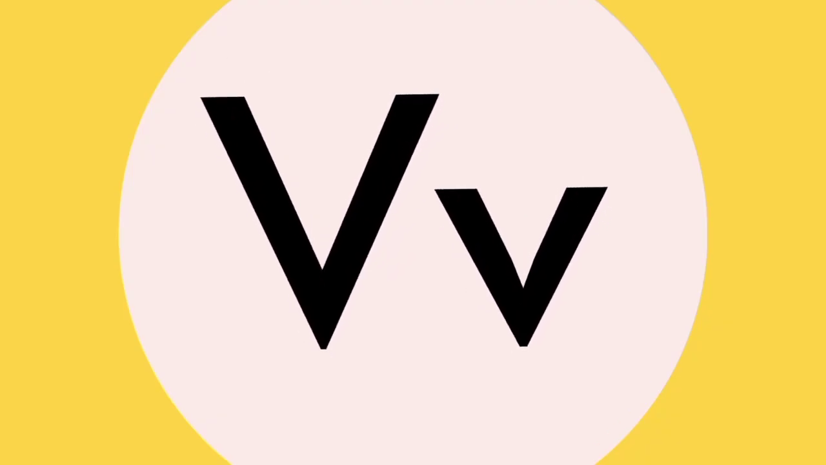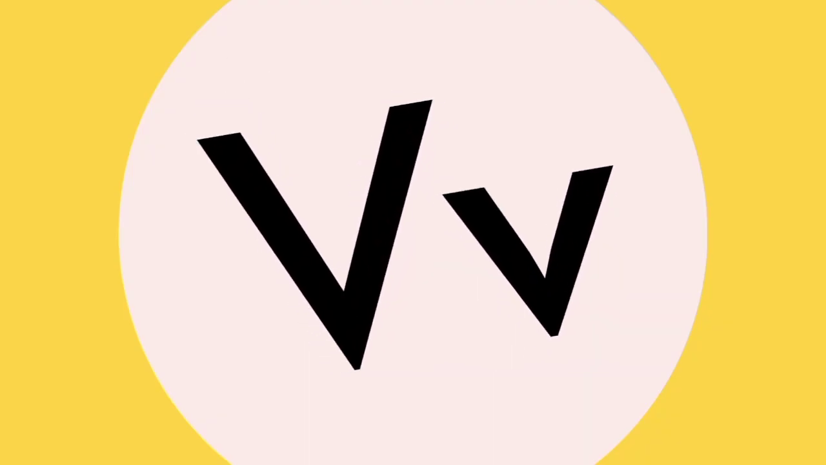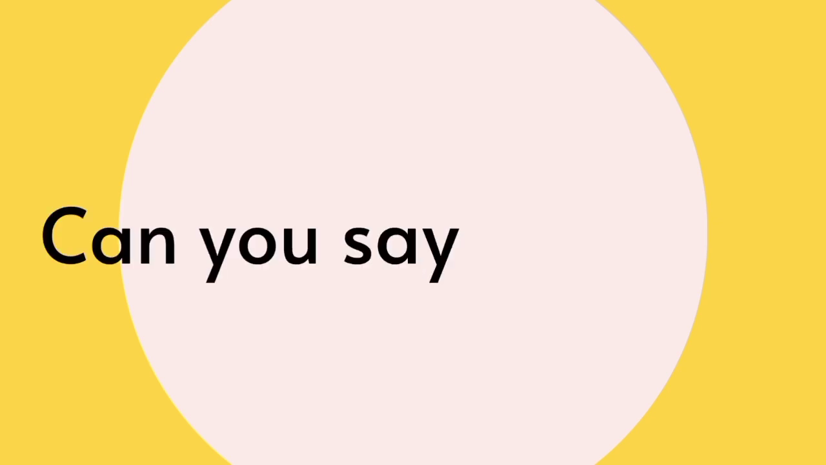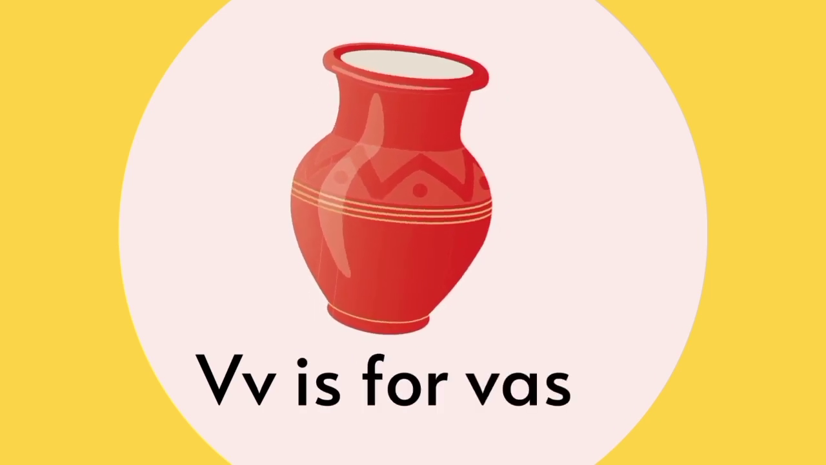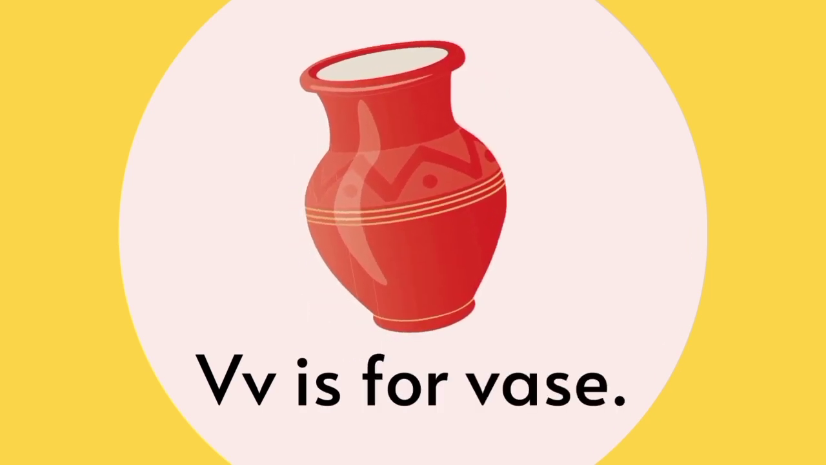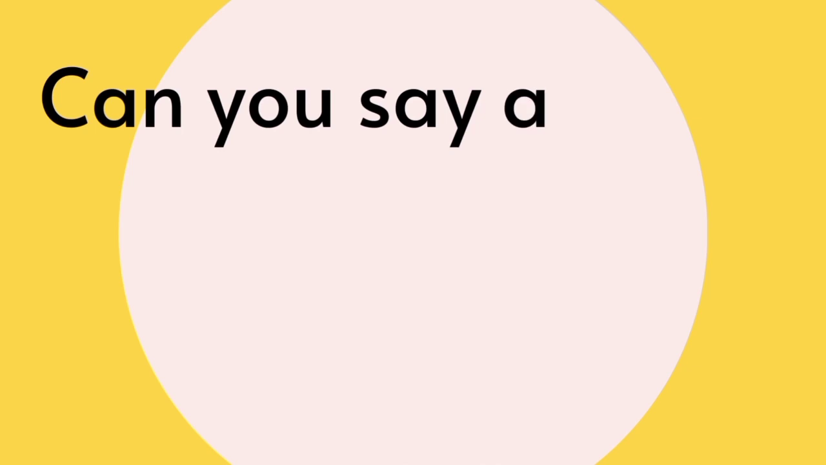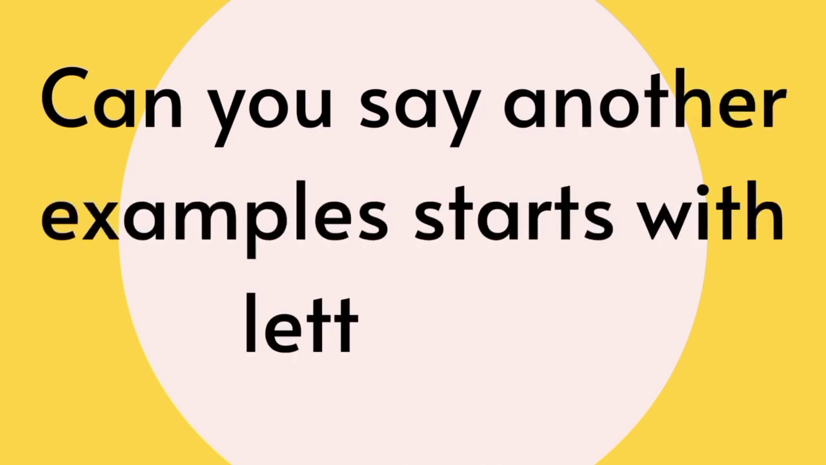This is letter V. The sound of letter V is V. Can you say it again? Very good. And V is for vase. Can you say another example that starts with letter V?